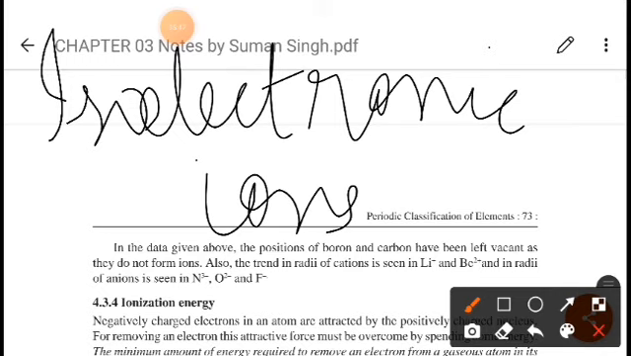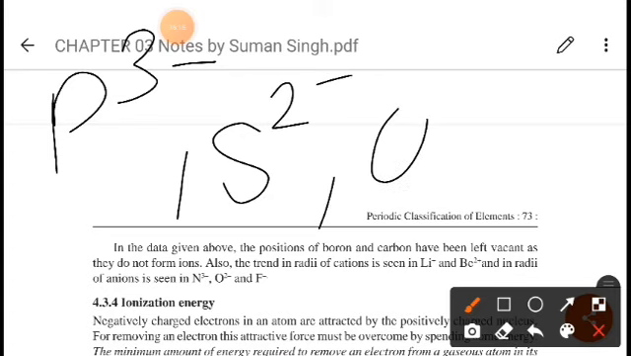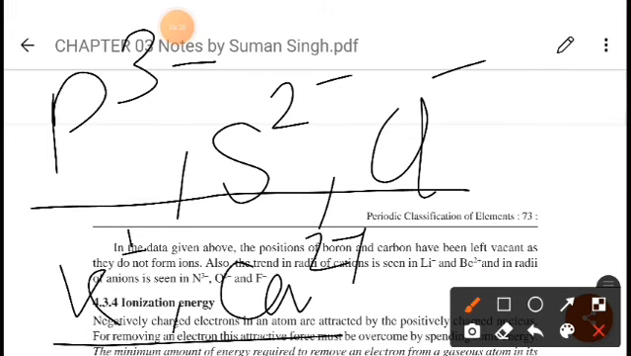For example, if we are talking about isoelectronic ions, we can take the example of P3 minus, S2 minus, Cl minus, K plus, Ca2 plus. So these are all isoelectronic ions, right? And each ion contains 18 electrons. And the nuclear charges of these ions are plus 15, plus 16, plus 17, plus 19 and plus 20. Okay, so I hope you have understood this.